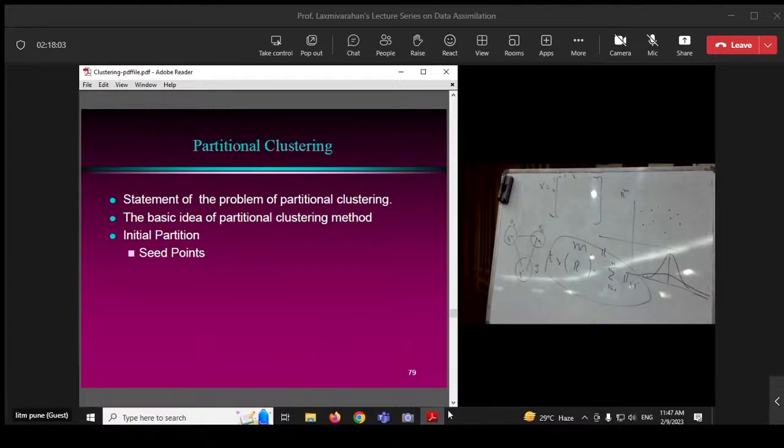So what is K? K is the number of cluster centers. So what is the statement of the partial problem? That's what's called the initial seed point. What is a seed? The seed is the nucleus of each cluster.